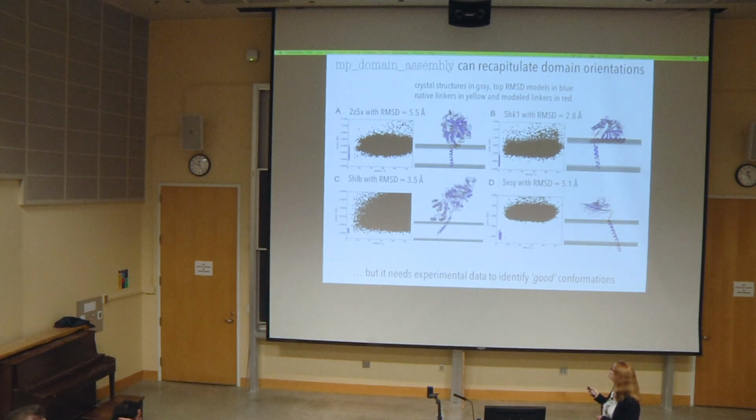We see that in all cases, we can actually recapitulate native orientations of those different domains with respect to each other. But at the same time, while this is the first step, it would also be really nice to have experimental data to really identify good conformations.